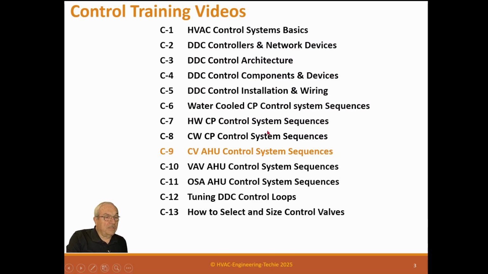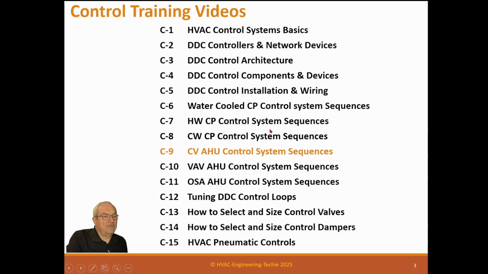C12 is tuning DDC loops. C13 is how to select and size control valves. C14 is how to select and size control dampers. C15 is pneumatic controls. Now, I know you say we don't use pneumatics anymore, but we actually do use some components of pneumatics, and this lays out what those are. Now, all these sequence ones are a deep dive into the control sequences for energy performance and for standard performance. Where there get to be fancy reset sequences, we're using ASHRAE Guideline 36 to help us get to those points. So hopefully these 15 videos will be helpful for you.